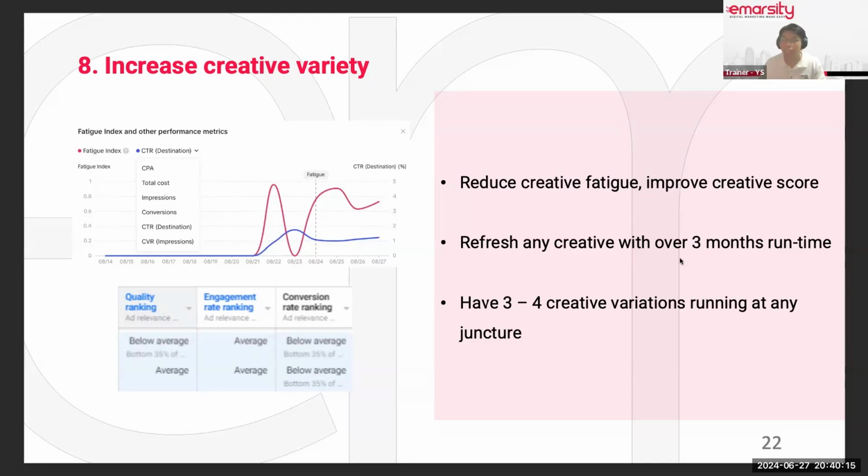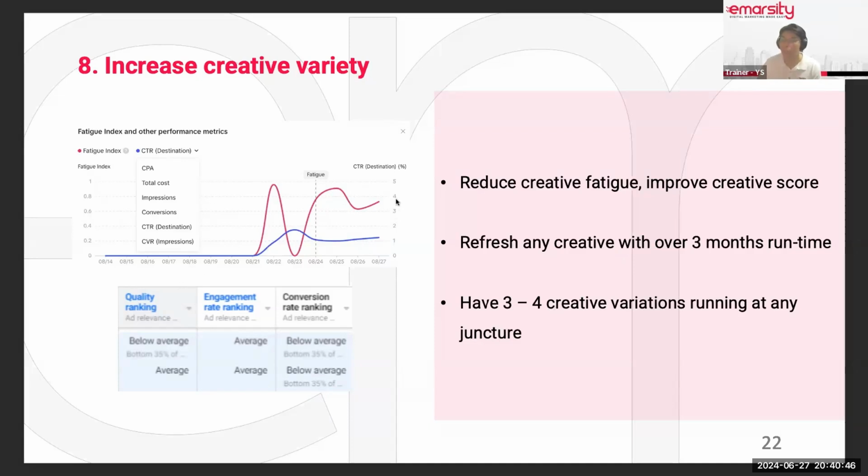So one of the hacks that I learned over time is sometimes it's as simple as you change the background of the creative, then you upload it again, or you upload a new creative with a new background or a new word. The ad platform will then start you off neutral again for the ad score. So try to refresh your creative once you have utilized it for more than 3 months. Try to have 3 to 4 creative variations running at any juncture.